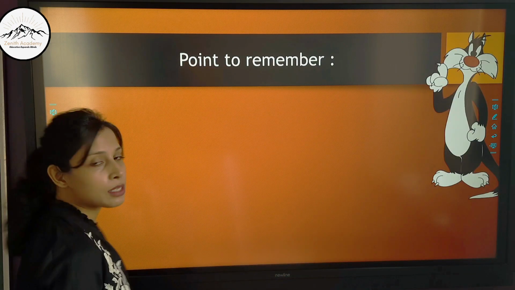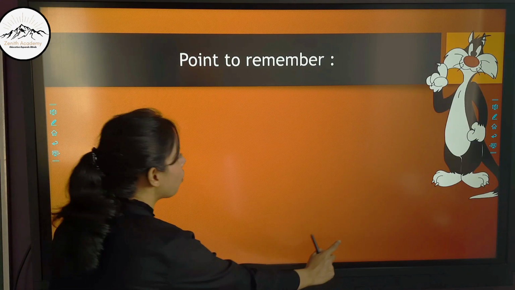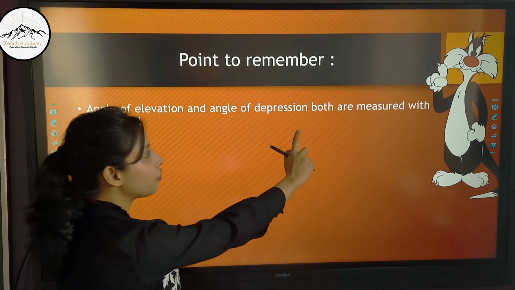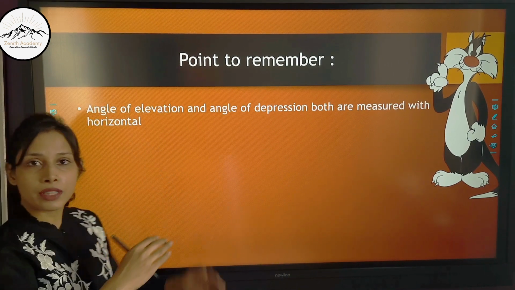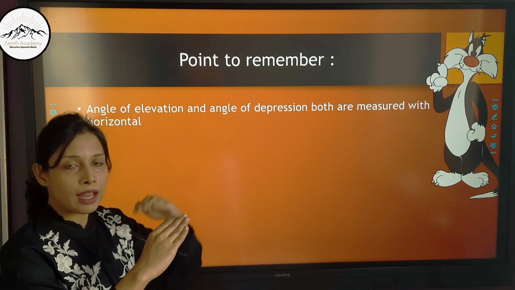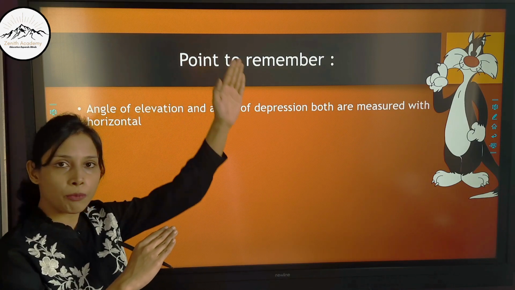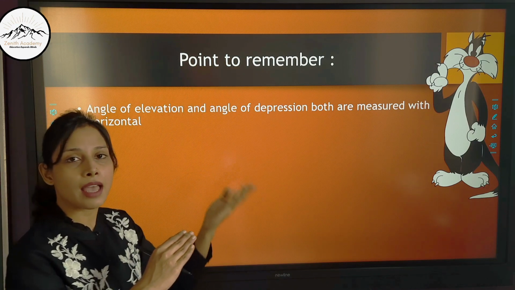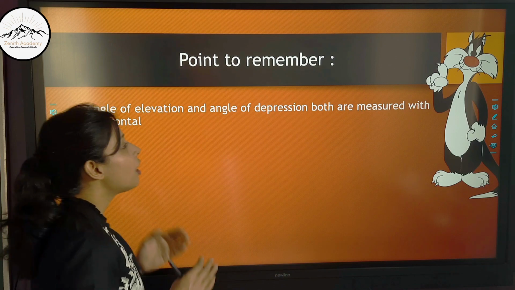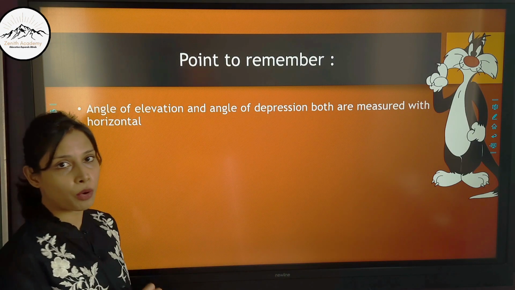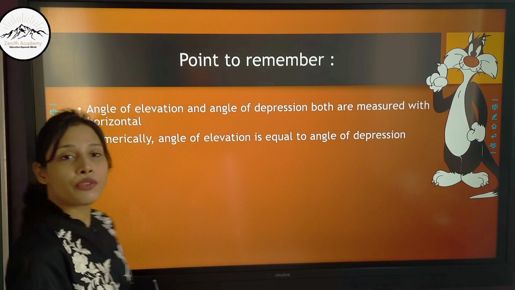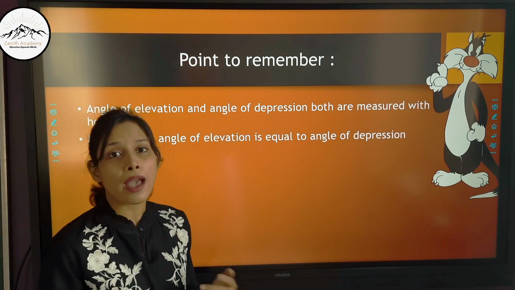Let's read some points to remember. We have already done angle of elevation and angle of depression. Both are measured with the horizontal. First we need that straight line. From that straight line, the line of sight will change either upwards or downwards, and hence the angle of elevation or depression will be formed respectively. Now, the second main important point is, numerically, angle of elevation is always equal to angle of depression.